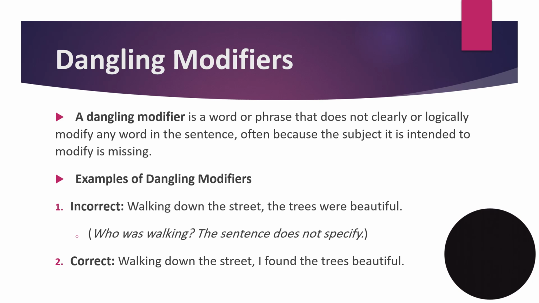Now, dangling modifiers. A dangling modifier is a word or phrase that does not clearly or logically modify any word in the sentence, often because the subject it is intended to modify is missing. Examples of dangling modifiers. Look at the incorrect sentence: walking down the street, the trees were beautiful. Who was walking? The sentence does not specify. The correct placement here: walking down the street, I found the trees beautiful.